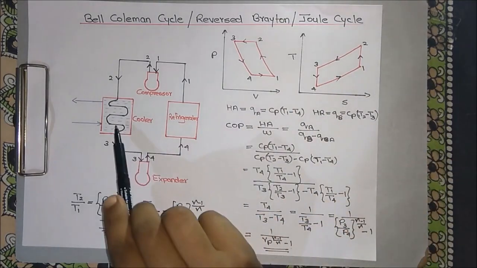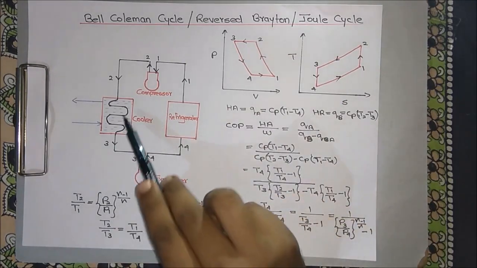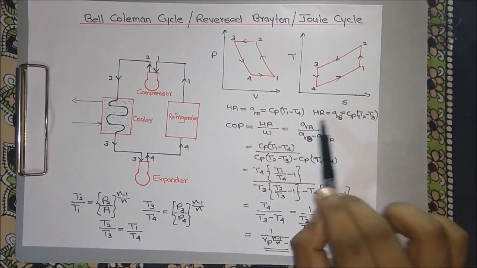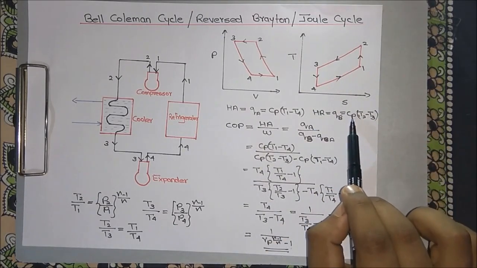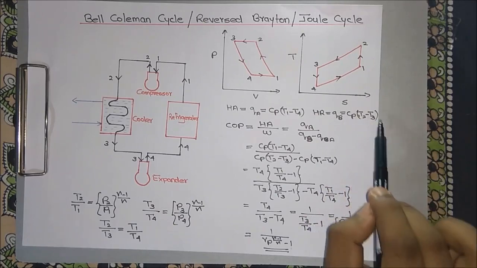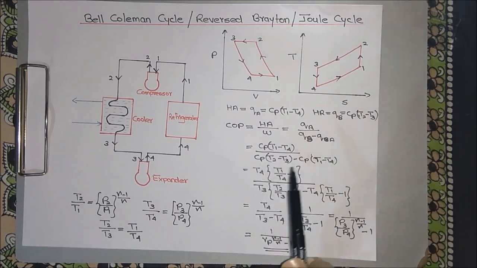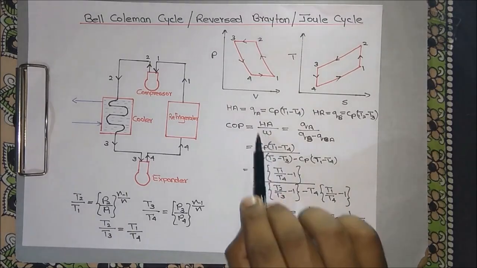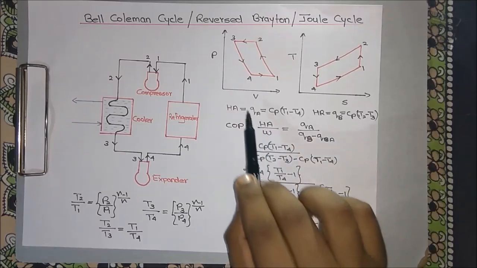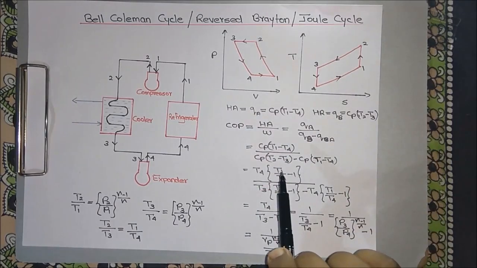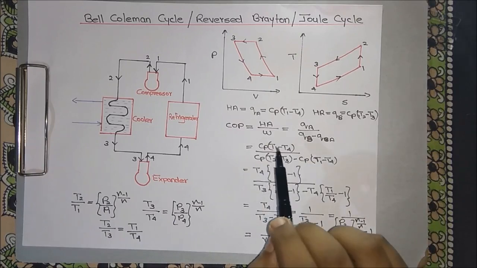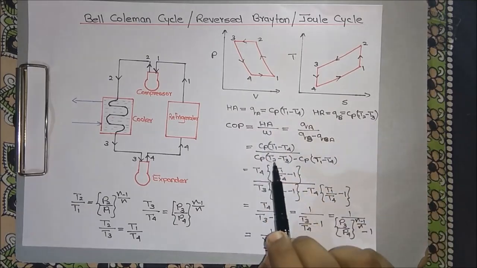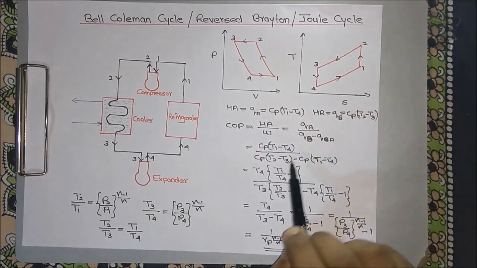Where is heat rejected? Heat is rejected in the cooler. So 2 to 3 involves heat rejection. It's an isobaric process, so heat rejected is Cp into T2 minus T3. We know that COP is defined as heat added to the work done. So what's the work done? Work done is given by heat added minus heat rejected. These are all the basic concepts. So we can write it as QA by QB minus QA.